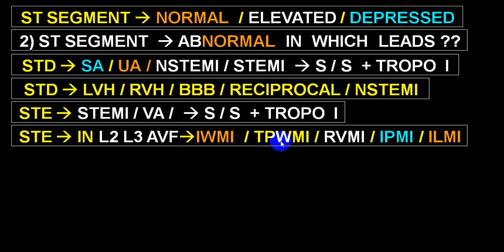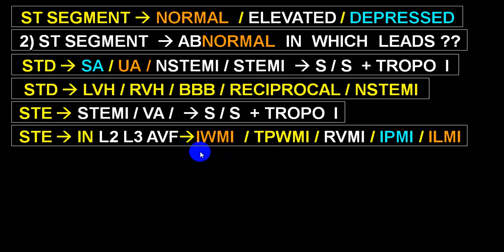You will have changes only in V1, V2, V3, where you will have ST depression. The R wave will be taller than the S wave and the T wave will be tall. These are reciprocal changes of posterior wall MI, where if you take V7, V8, V9, there will be ST elevation. This will confirm the diagnosis of posterior wall MI. And if there are no changes in any other lead, it will be pure posterior wall MI. So some people use the term true posterior wall MI.